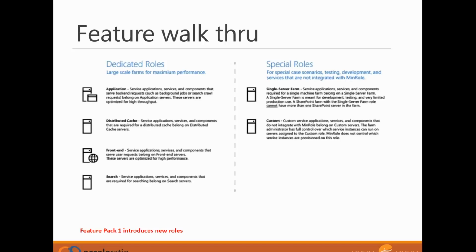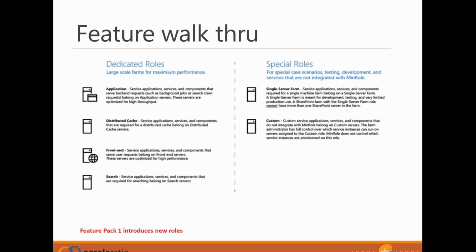Then we have this distributed cache tier. The idea here is that the distributed cache works best, and the rest of the farm works best, if distributed cache is dedicated. Then a front end, which is where our service application instances for the most part live, so things like Managed Metadata, User Profile, Business Connectivity Services, things that are directly related to end user requests. And then, of course, the web application service that's responsible for serving content. And then the search role is dedicated for things like search, crawl, content processing, etc. So these are the units of scale with the RTM release.